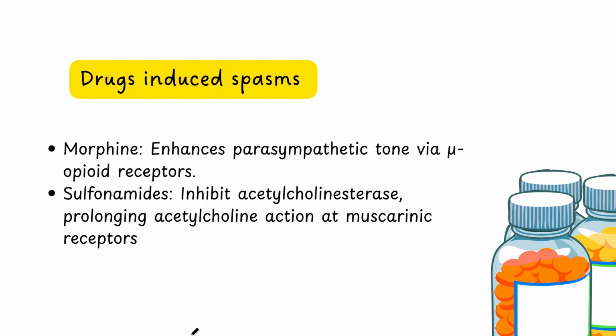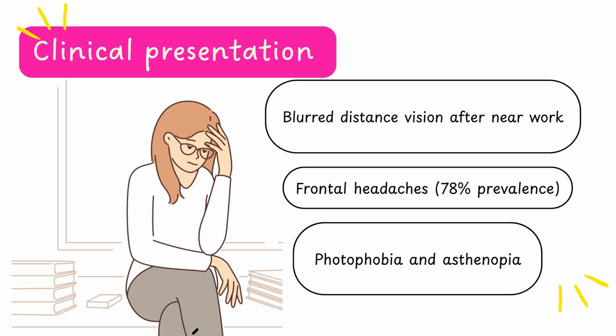There are some drugs which can also induce accommodative spasms. These are morphine and sulfonamides. If you look at morphine, morphine basically enhances the parasympathetic tone via the mu-opioid receptor. On the other hand, the sulfonamides, they inhibit the acetylcholinesterase enzyme, the one which is responsible for breakdown of the acetylcholine, primarily a parasympathetic neurotransmitter. This prolongs the acetylcholine action at the neuromuscular junction, leading to accommodative spasms.